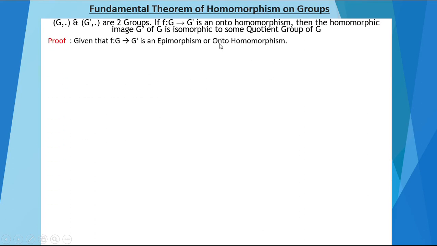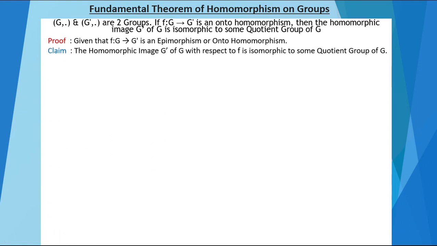Proof: given that f from G to G dash is an epimorphism or onto homomorphism, our claim is to show that the homomorphic image G dash of G with respect to f is isomorphic to some quotient group of G.